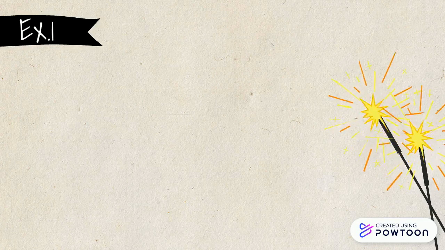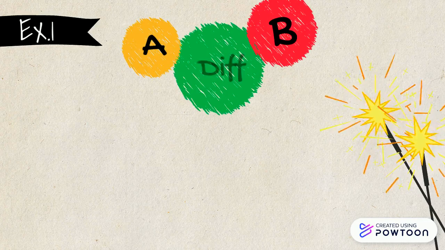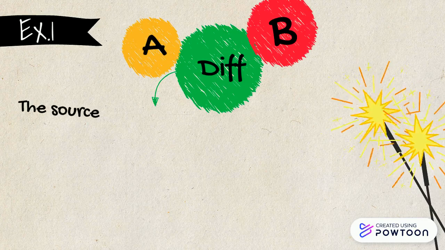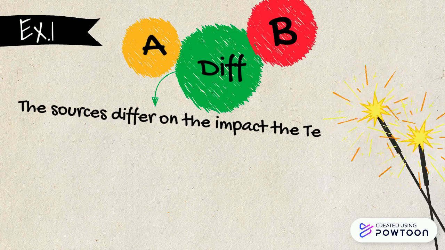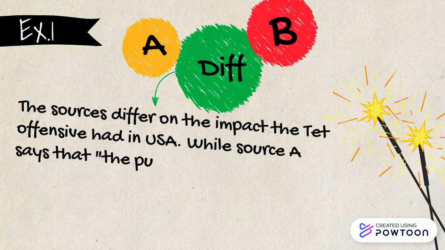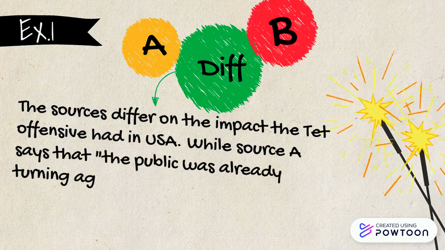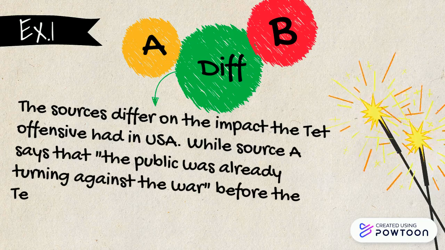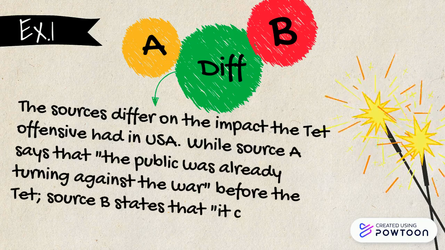Here's a way you can present the evidence by showing the difference. The sources differ on the impact the Tet Offensive had in the USA. While Source A says that the public was already turning against the war before the Tet, Source B states that it came as a shock for the public.